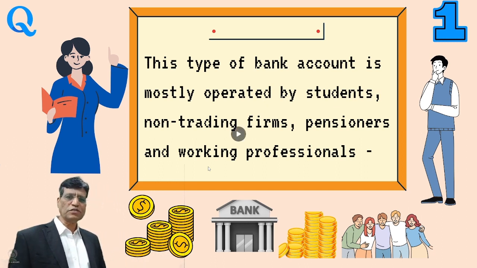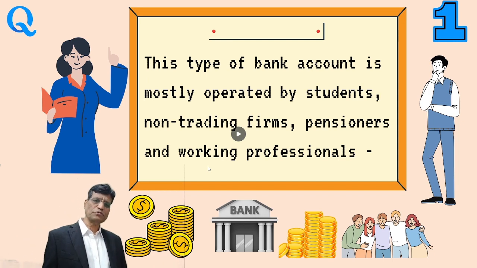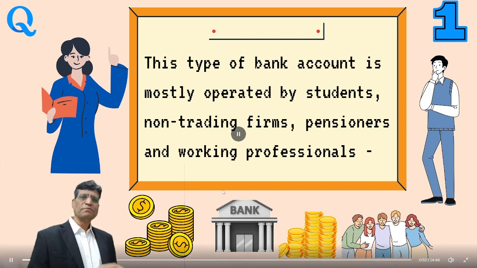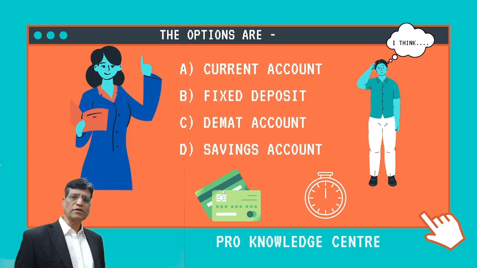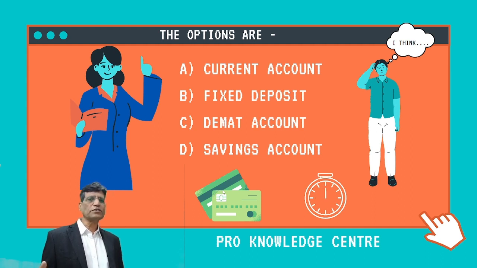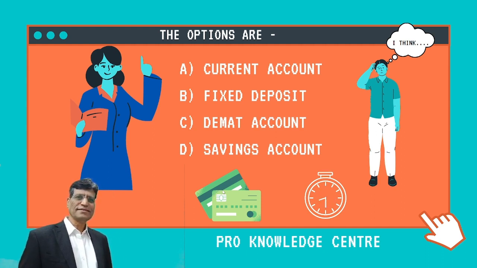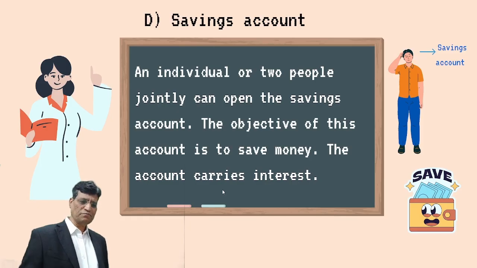This type of bank account is mostly operated by students, non-trading firms, pensioners, and working professionals. They are individuals. The options are current account, fixed deposit, demat, or saving. The purpose is saving. So the nature of account is savings account.